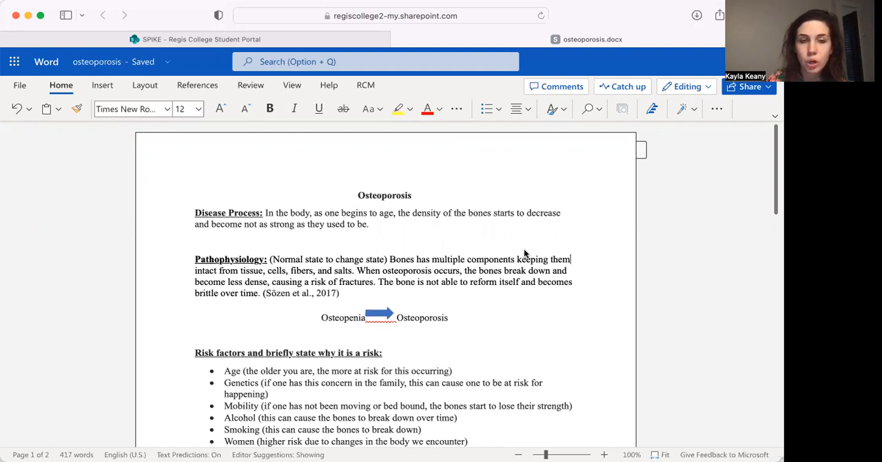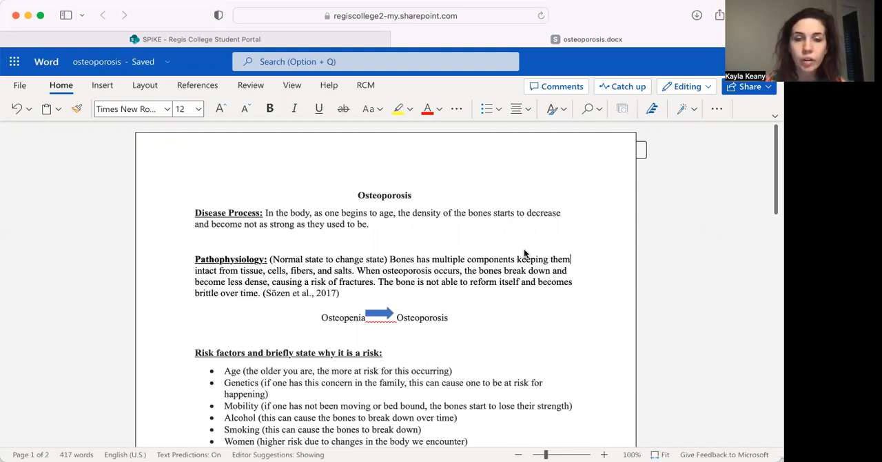The disease processes in the body as one begins to age. The density of the bones starts to decrease and is not as strong as it used to be. The pathophysiology is that bones have multiple components keeping them intact, like tissues and cells, fibers, and salts. When osteoporosis occurs, the bones break down and become less dense, causing a risk of fractures. The bone is not able to reform itself and becomes brittle over time.